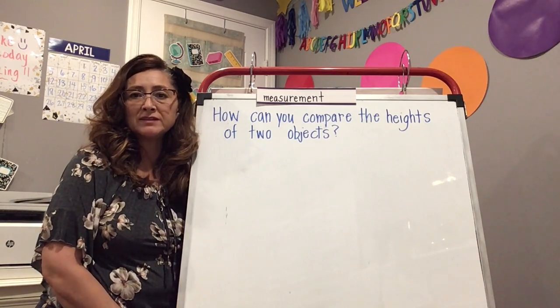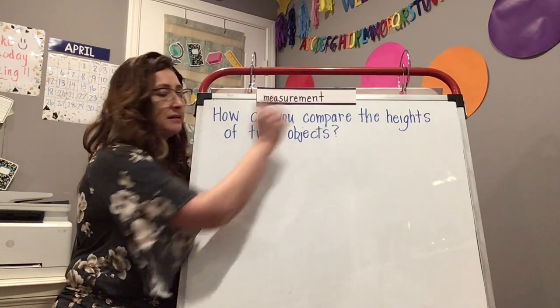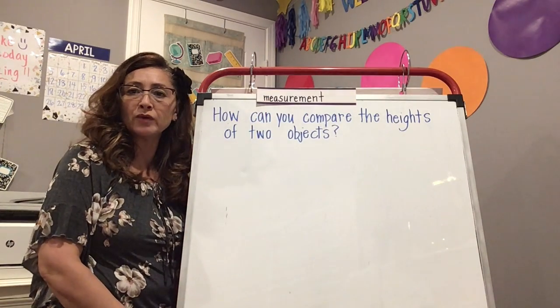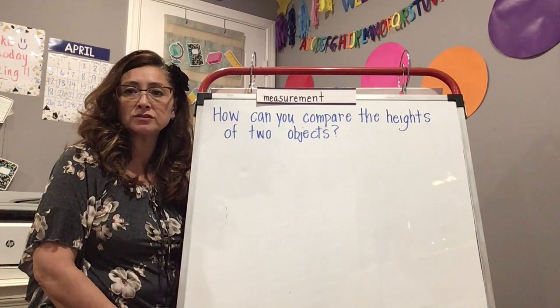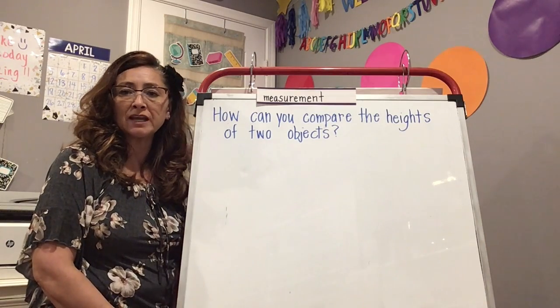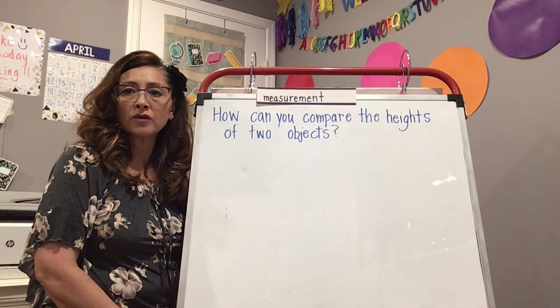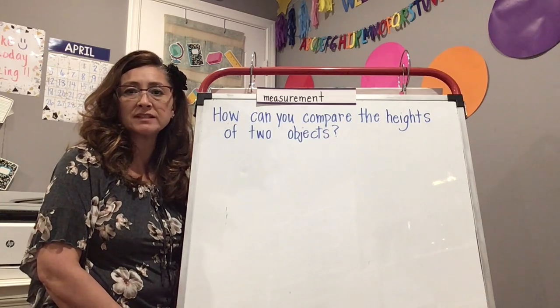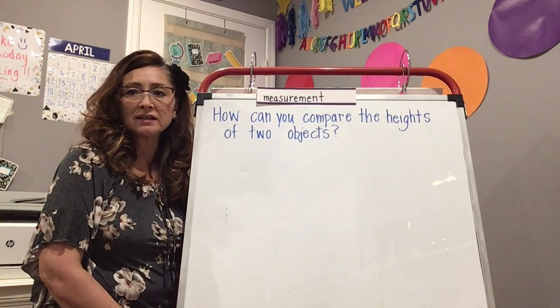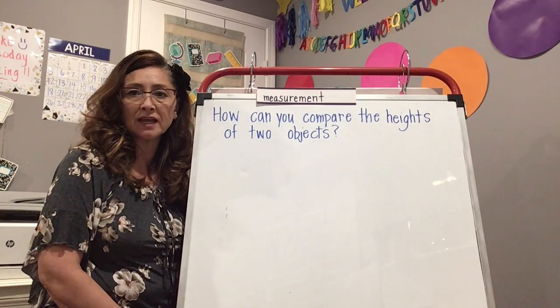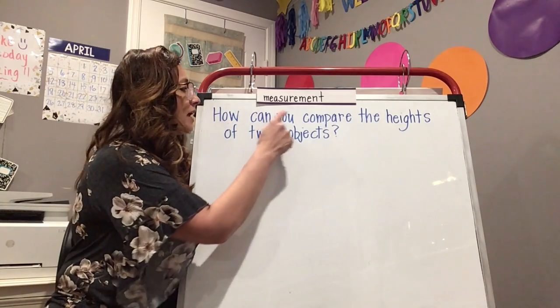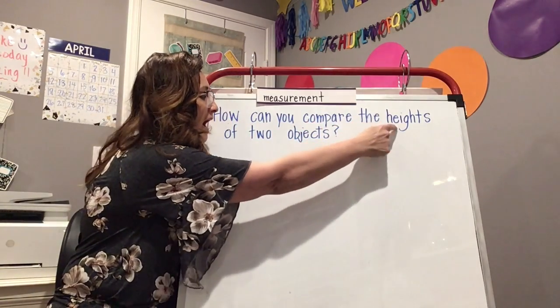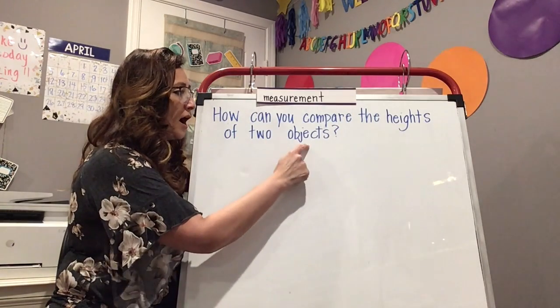Remember that we have been talking about measurement. We use the word measurement when we want to talk about measuring the length or the height or the weight of something. Let's take a look at our essential question for today. How can you compare the heights of two objects?